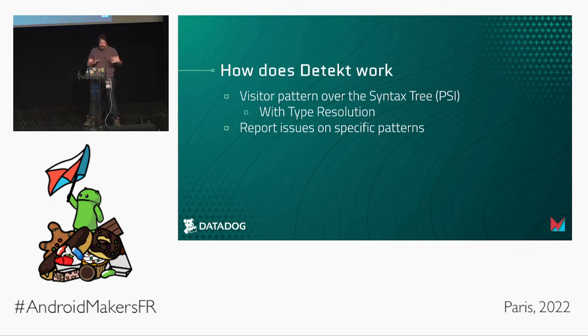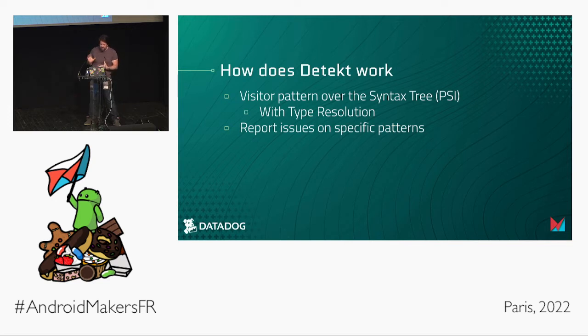So how does it work exactly? Detekt works with a visitor pattern over the syntax tree. So the syntax tree, you all know what a tree is. You have nodes that are going to represent the syntax of your code. So you're going to have a node that says, oh, I'm a class, and underneath it you're going to have a node that says I'm a function, and then underneath it you're going to have a node that says I'm a statement, or I'm an if block, and so on.